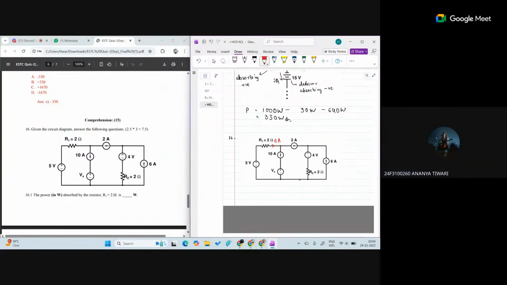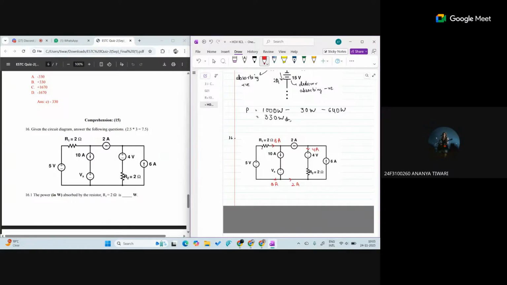Yes, ma'am. I said that 6 ampere is going from that 10 ampere source and the remaining 4 amperes is going through that 5 volt and opposing that 2 ampere. So it will be minus from that. So I got 2 ampere across it. So this 2 ampere is going here, and we will get 4 ampere here. Now we have to find the power absorbed by R1, which is 2 ohm.